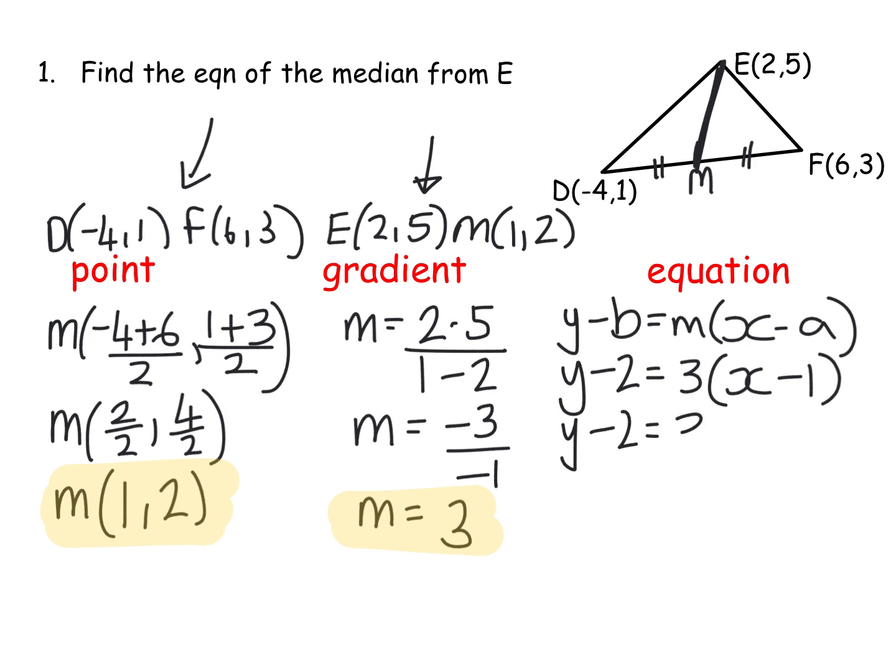Multiply out the bracket. So 3x minus 3, take everything over. And it gives us 3x. That will become a plus 2, onto the negative 3, which gives us negative 1.